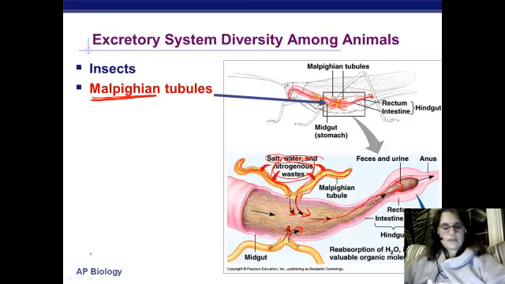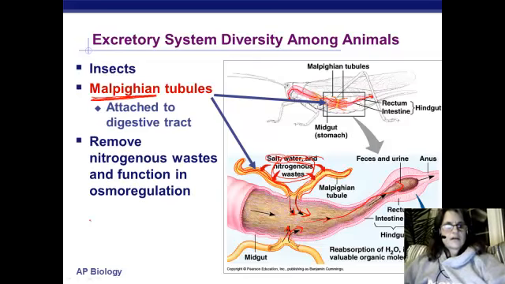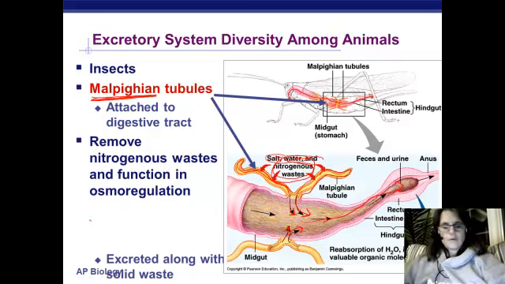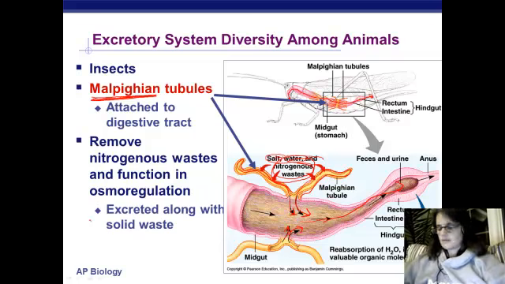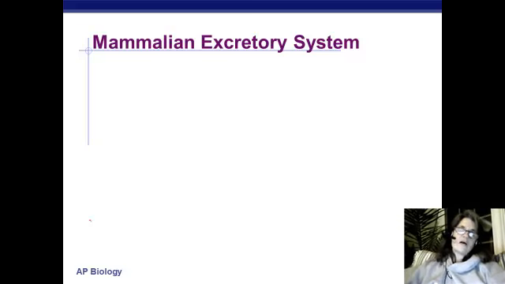Okay, so it's a little bit different from us. Our solid waste is a separate deal altogether from our nitrogenous waste. In insects, it's all pushed out together. So attached to the digestive tract, removes nitrogenous waste, also functions in water regulation, and is excreted with solid waste. I already said that.